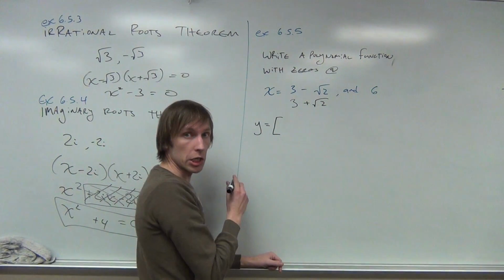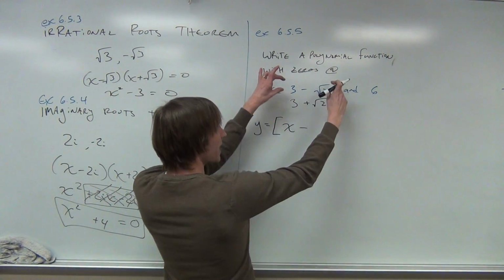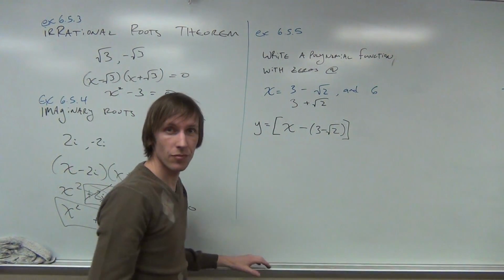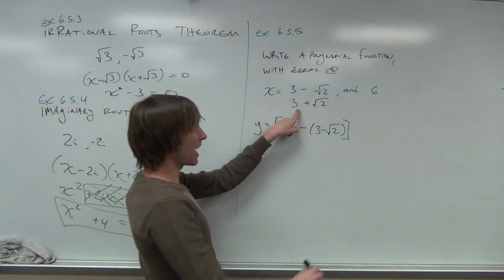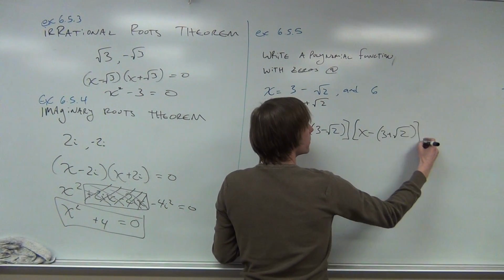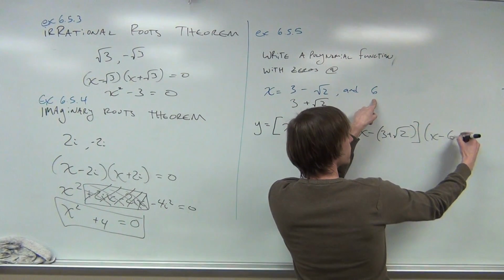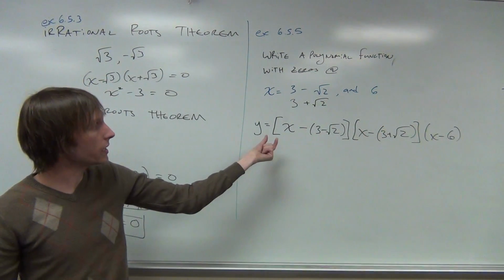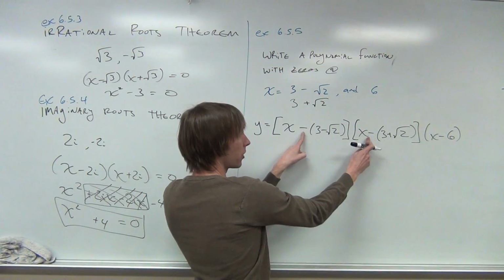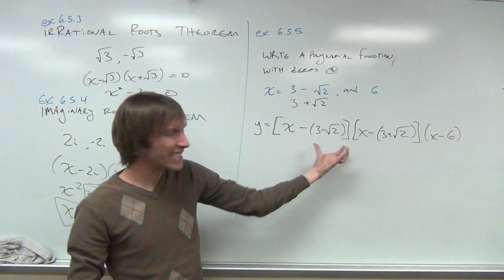Now, I'm going to use a bracket here. Because for my first pair, I'm going to take x minus this. All right, and I'm going to leave it like that. Then I'm going to take x minus this. All right, and then for the last one, x minus this. This is probably a little bit easier. Okay? So y equals x minus this mess times x minus that mess. These are conjugates. Notice how this sign isn't different. It's this sign in between here that's different. And then x minus 6.